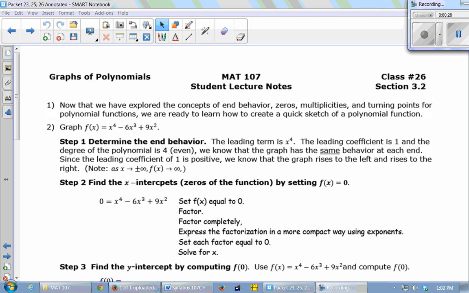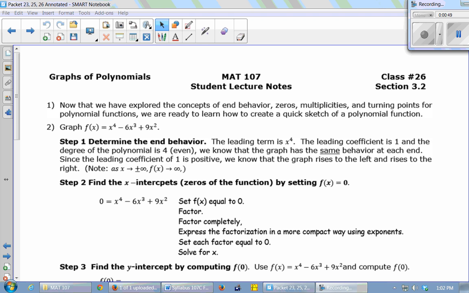If you have a zero that happens twice, when you're solving and you get a zero that pops out two times, if it pops out an even number of times, remember it bounced off the axis. An odd number of times it goes right through. And we also talked about turning points, which were relative maxes and mins.